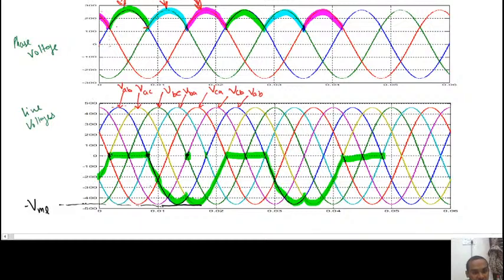Now if I ask you to calculate this value, this one where the crossing is taking place, how will you calculate it? It is very simple. It's not a very difficult task. You must know two things only.